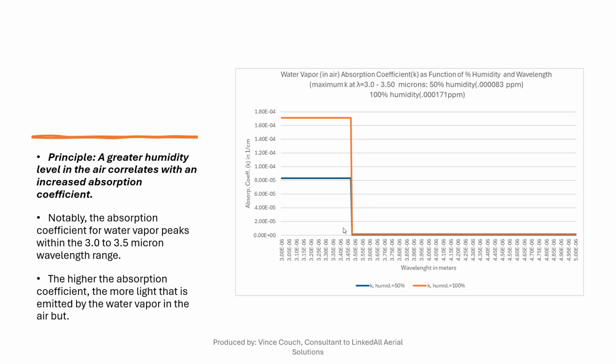For these wavelengths, this is a humidity of 100%. And at 100% humidity, the absorption coefficient is up here. It's 1.6 times 10 to the 0.04. So it's rather small for water vapor, relatively small compared to something like methane. And at 50%, it looks like it's about half of that. So as you can see, the absorption coefficient is changing with humidity. The more humid, the greater the absorption coefficient, the more light will be absorbed by the water vapor in the air, and again, the less light will be transmitted through it.